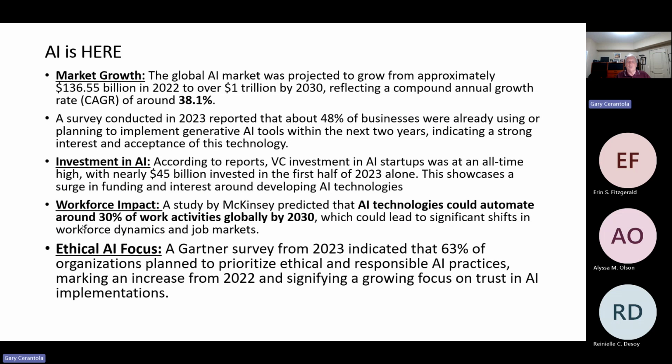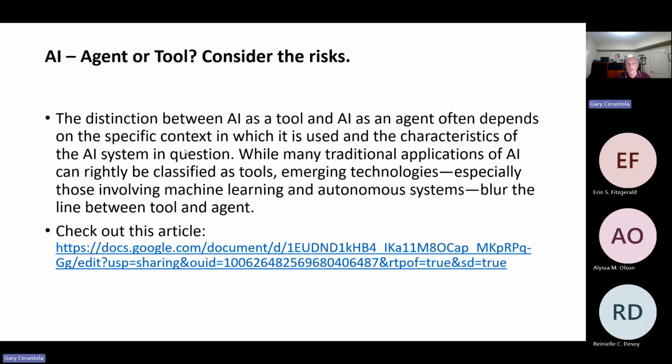Then there's the ethical focus around AI. We get back to the triple bottom line and the social aspects of the triple bottom line. Gartner says 63% of organizations plan to prioritize ethical and responsible AI practices. It's going to be a big deal. It's going to be a lot of challenges.